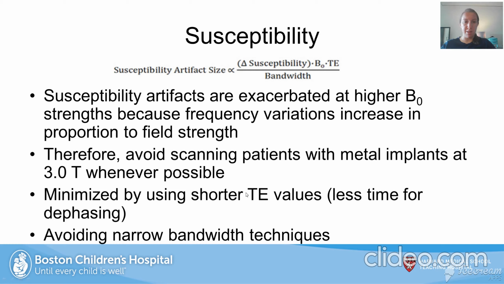You might want to image those patients. We also want to minimize the effect by using a short TE. The reason for this is that it's the spin-spin interactions that are causing the susceptibility. So if we have a shorter TE, this allows for less dephasing. And generally, we just want to avoid a narrow bandwidth technique.